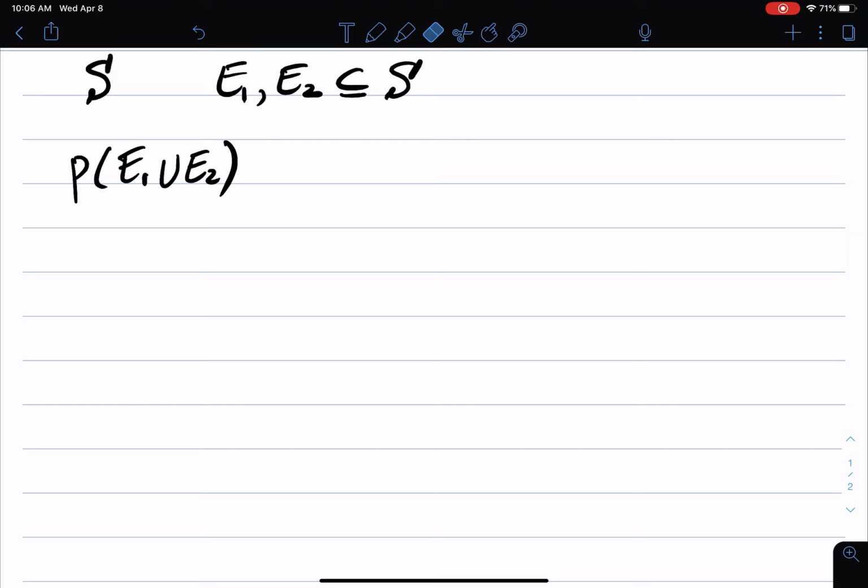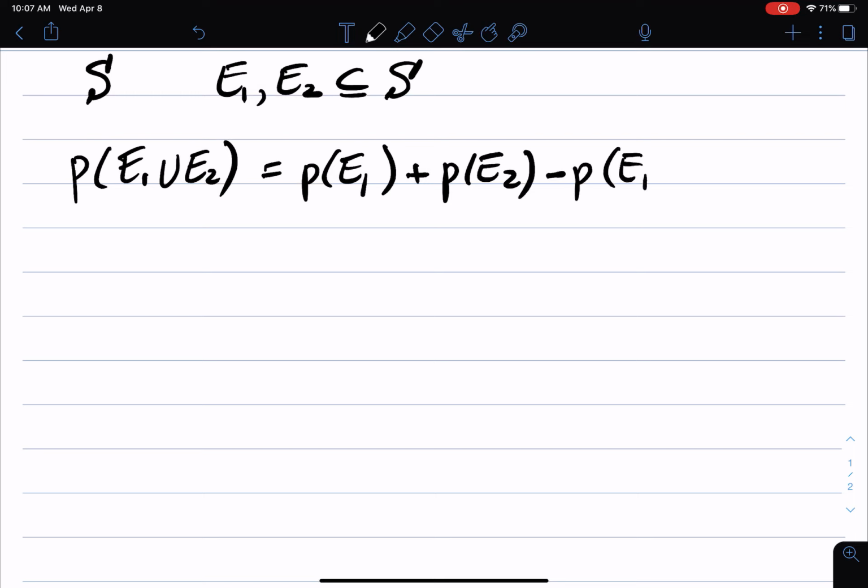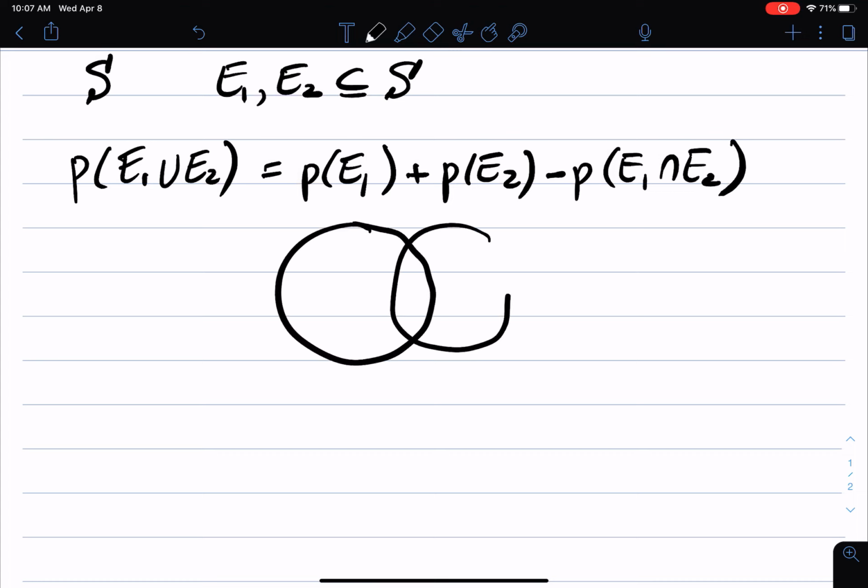And we know the formula for E1 union E2 in terms of computing the size or cardinality of such a set. This becomes the probability of E1 plus the probability of E2 minus the probability of the intersection of these two, right? So if we have this event E1 and this is E2. Remember when we talked about the cardinality of the union, we said that elements in the intersection are double counted, and this is why we subtract from this.